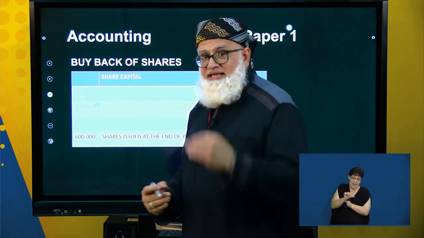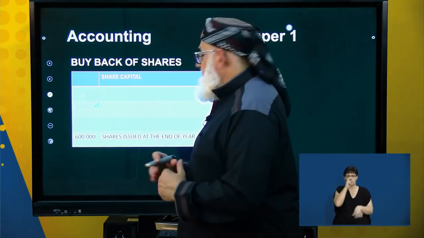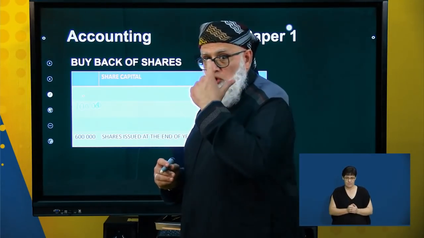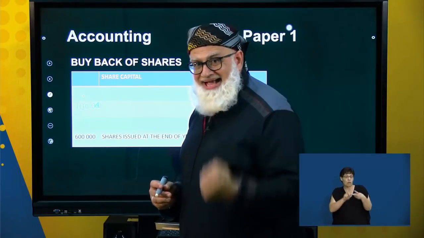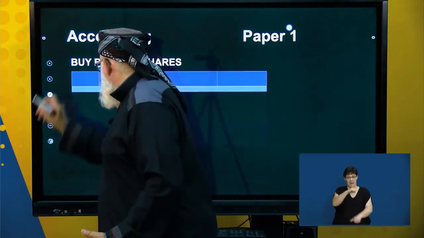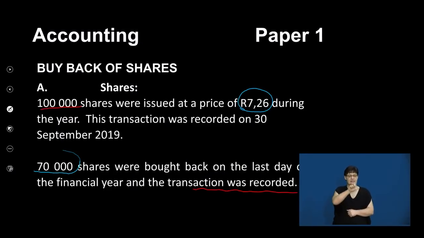Now, remember we're working from a position at the end of the year, and we're trying to work backwards to find out the missing figures in terms of what we need for the buyback of our shares. You were also told that you bought back some shares. I think it was 70,000. Let's just check if our figure is correct. There it goes. 70,000 shares were bought back.